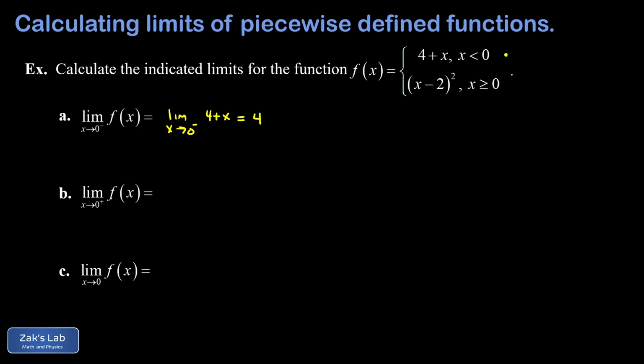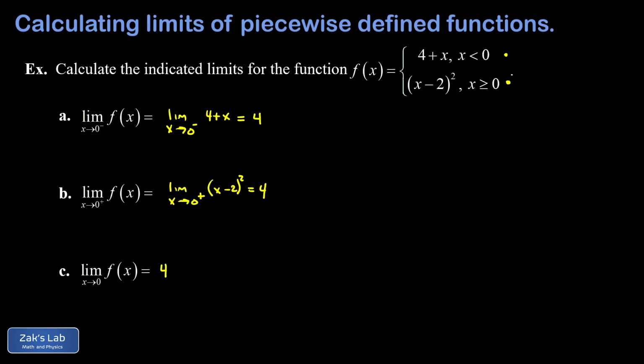Now in part B, I want the right-sided limit as x goes to 0. And that means the limit as x goes to 0, but x is slightly bigger than 0. That puts us on the second branch of this function, because that's the rule that we follow when x is bigger than 0. So really I'm computing the limit as x goes to 0 of (x minus 2) all squared. And I can see that when x is very close to 0 there, this expression is very close to negative 2 squared, which is positive 4. So because my left and right-sided limits agree with each other and they're both equal to 4, we say the ordinary limit exists and that's equal to 4.